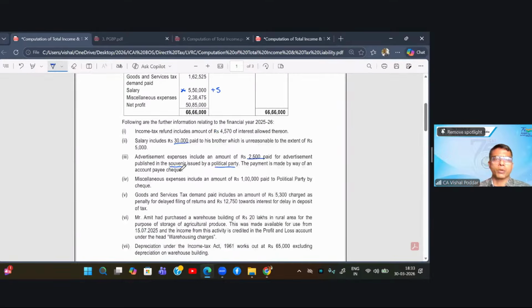On similar lines, there is one more thing. Miscellaneous expenses includes 1 lakh, which is paid to political party by way of cheque. So this is like a donation. Again, that is not allowed as deduction in case of PGBP computation. So in business, there is no scope of making payment of donation to political parties because it is a non-business expense. So that will also be disallowed. So both these amounts, 2,500 and 1 lakh, both shall be added.